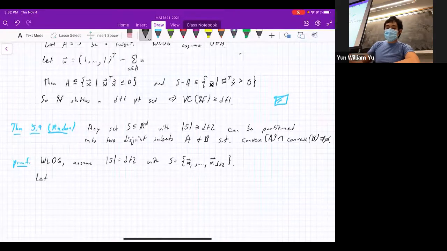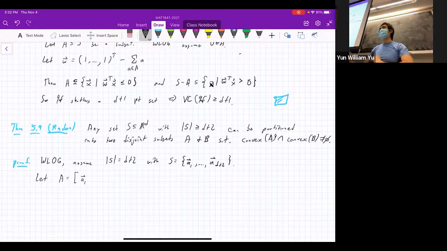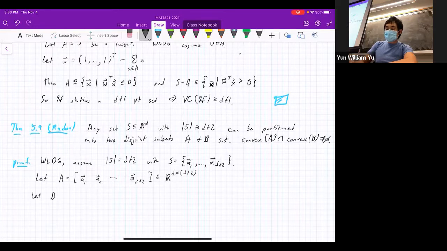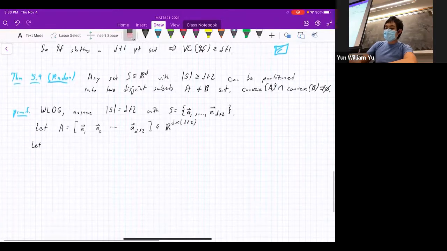And now we're going to define a new matrix, with each of the columns being one of the points in our set S. So A1, A2, all the way through A D+2. So this is going to be a D by D+2 matrix. And let's augment this matrix with a row of ones underneath. So let B be equal to this matrix that has A on top and a row of ones underneath.